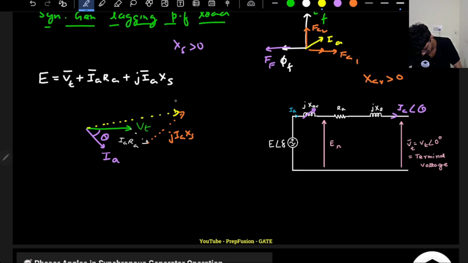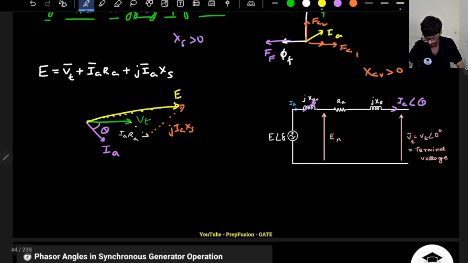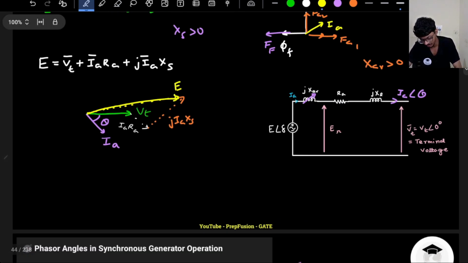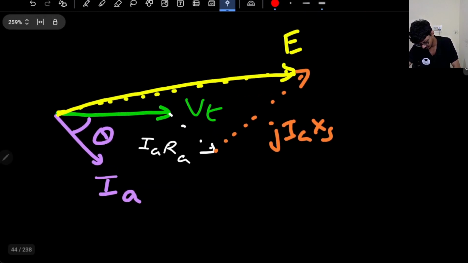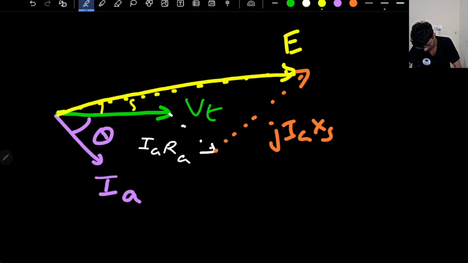So this will be basically the resultant EMF, E or Ef, whatever you want to say. Now let us understand a few more angles. The angle between Vt and E is known as the delta angle. So this is the delta.